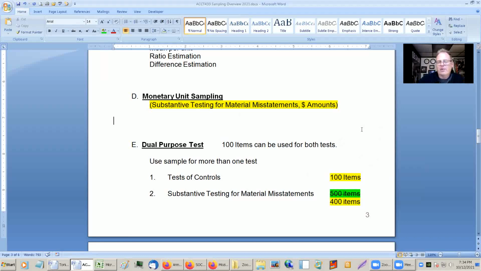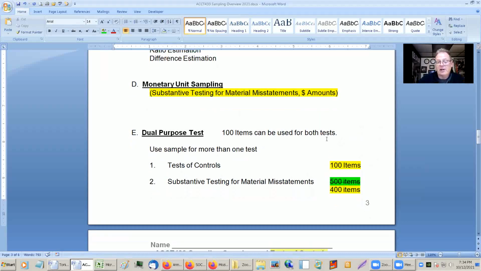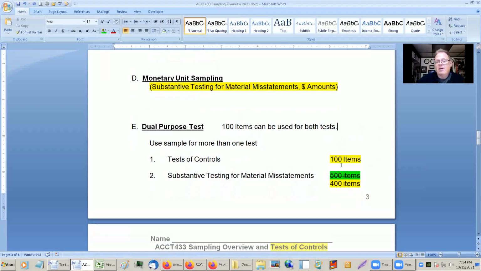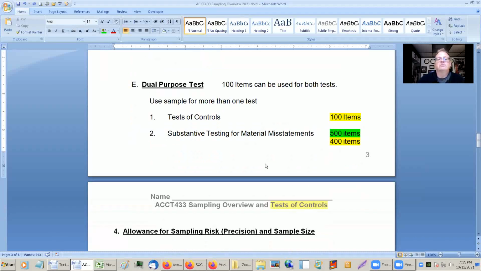And just so you know, in auditing, we're always slammed for time, and external auditors especially are slammed for time. So anything they can do to reduce time, they'll do it. And again, picking 100 items, if they're already chosen, just use those, add 400 more, and do the substantive testing. Okay.